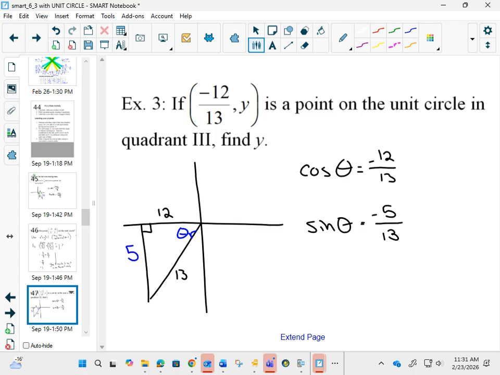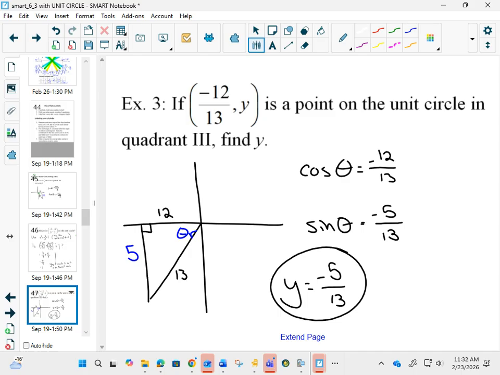Some students lose a half mark here because they stop. What did the question ask us to find? Y. I don't see any y's in my solution. But y is equal to sine of theta, so I have to write y equals negative 5 over 13 as my final answer, because the big idea is the y coordinate is sine of theta. Okay?